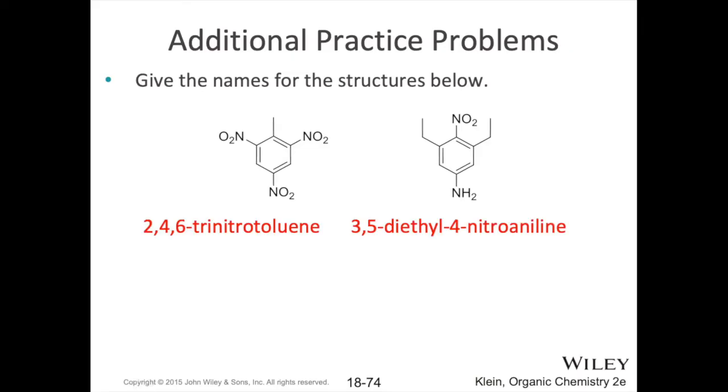Okay, so here are the names for these. So here we have 2,4,6-trinitrotoluene, more commonly known as TNT. That's where we get that name from, TNT. This is highly explosive, as you've probably guessed. Typically, any organic molecule that has lots of nitrogens and oxygens on it will typically be explosive.